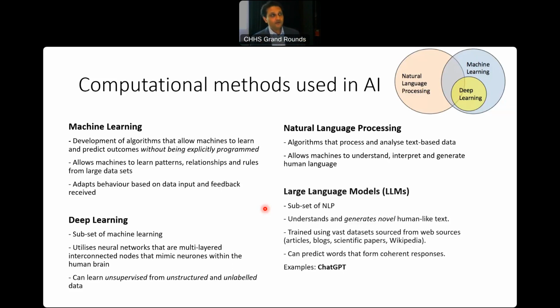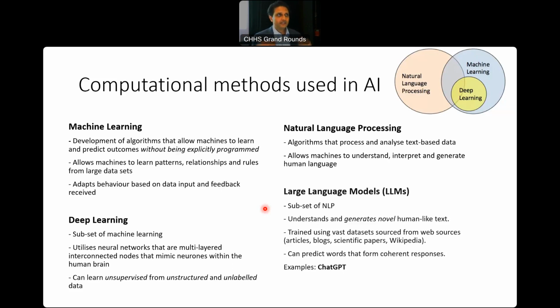And based on further input and also feedback loops, it basically keeps on iteratively learning. So that's machine learning. Deep learning is a subset of machine learning. It does a very similar sort of thing, except it uses this concept of neural networks.